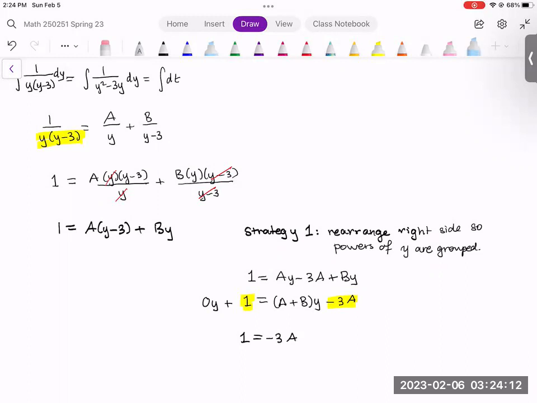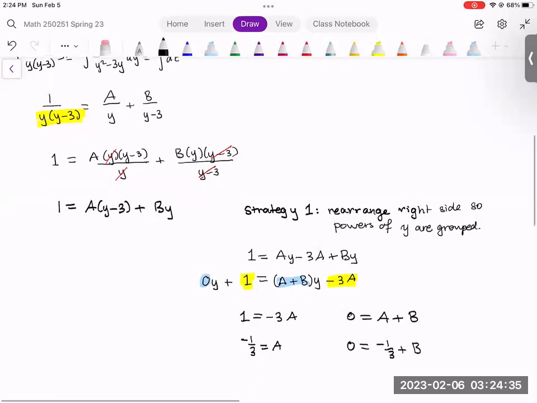And we also get an equation that 0 equals a plus b. Okay. So this tells us that a is -1/3. And plugging that a into the second equation tells us that 0 equals -1/3 plus b. So b is equal to 1/3. Okay. So this is one strategy. It is especially powerful when we see things like repeated roots or quadratics.